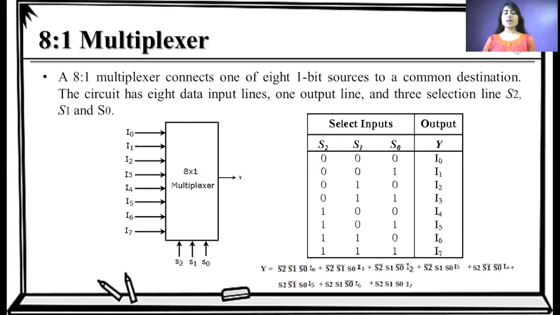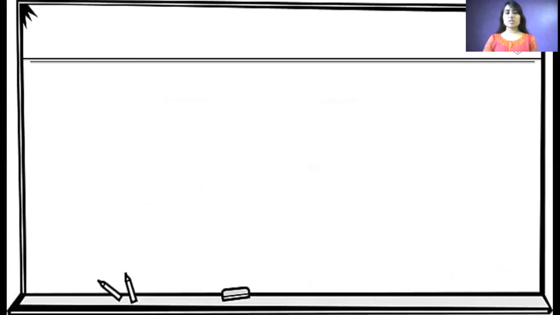Here we have a logical equation for this Y output. For S2, S1, S0 equal to 0 0 0, we have I0, which can be written as S2' S1' S0' I0. Then for 0 0 1, we have S2' S1' S0 I1. So similarly, we can write a total of 8 terms and then take the OR of all these terms, which can be implemented using a logic diagram.